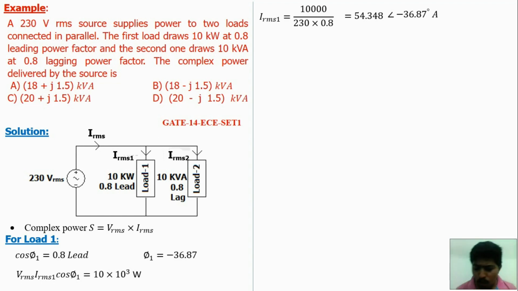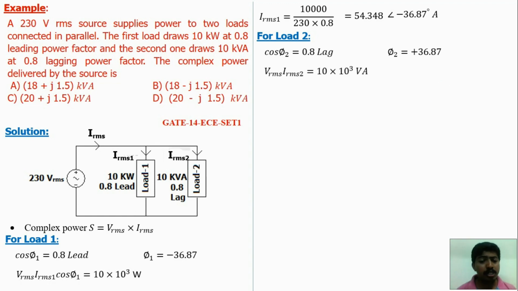Okay, good. For load 2, the power factor is given, cos phi 2 is equal to 0.8 lag, which means the current lags. So the phase angle difference between the voltage and current will be positive, so plus. Now 10 kVA is given. kVA means Vrms Irms 2, so 10 into 10 power 3 VA. Here the Vrms value is already known, 230, so from there we can find Irms 2. So Irms 2 is equal to 10,000 divided by 230, which is 43.478. This is the magnitude, but the angle is 36.87.